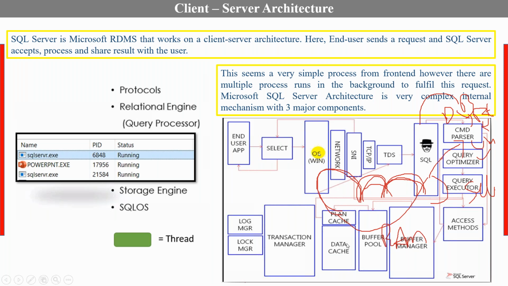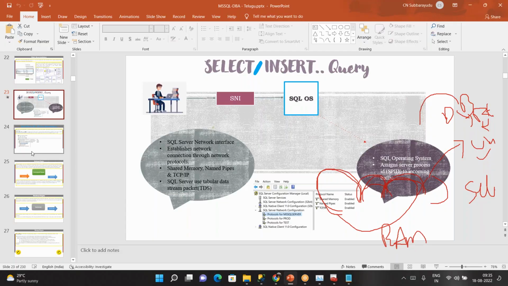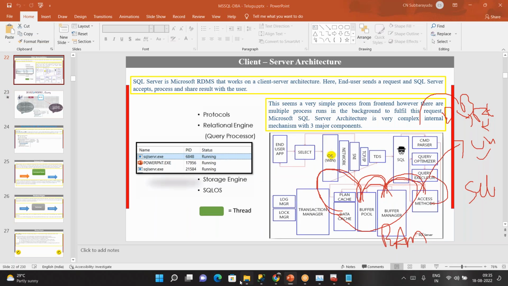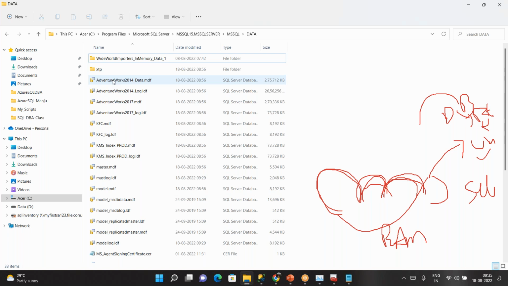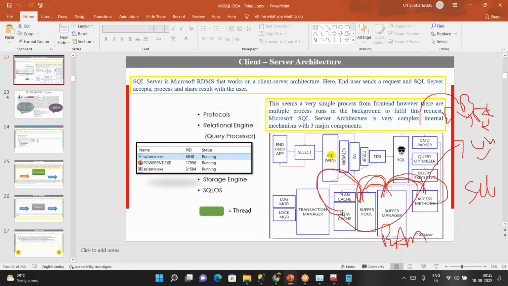So it will get the data from the physical location. It will place one copy in the data cache and send the same data to the executor. Then the executor will run the query and you can see the output.